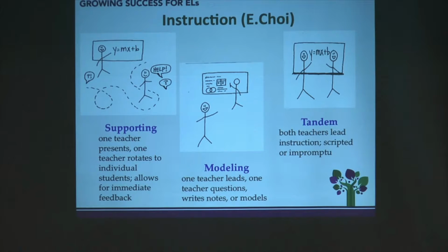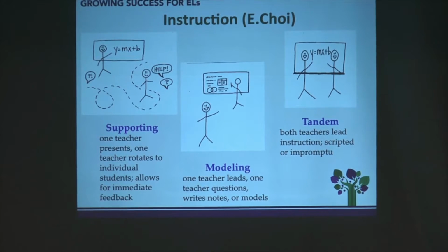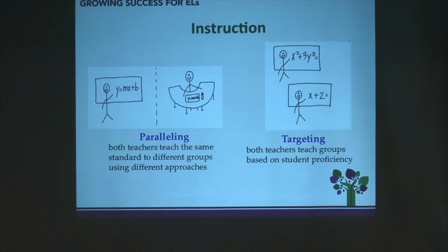And I was really honored to meet Elizabeth Choi in Tennessee, who created her own stick figures, and she also named her own models, because this is what made sense to her. She wanted to represent role definition. So sometimes she feels that she's in a supporting role, and she literally runs around, help, help, help. Sometimes she's the modeling teacher, who is going to model note-taking, model processing, problem solving, and so forth. And sometimes she called it the tandem teaching, when they just go back and forth and teach together.